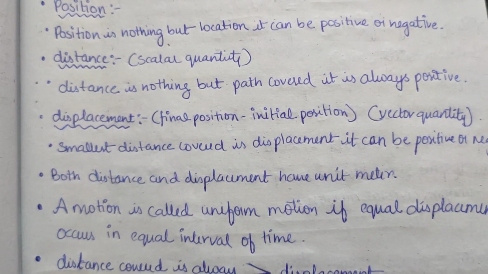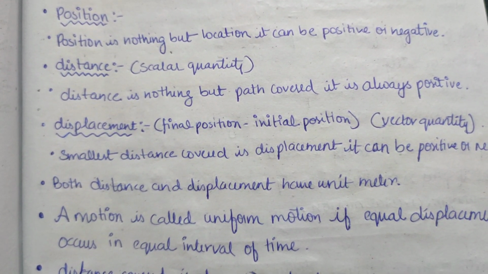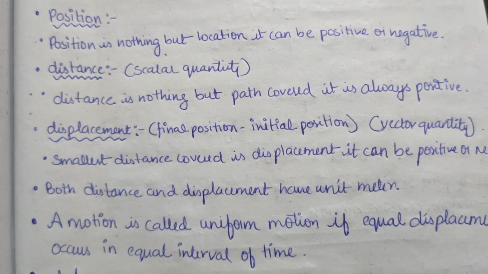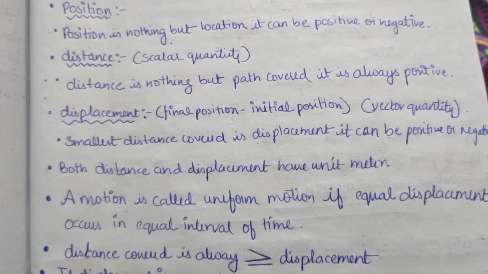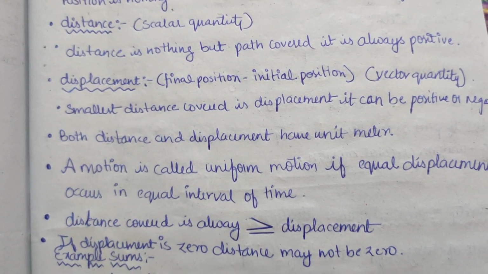Displacement. It is final position minus initial position, which is a vector quantity. It may be negative or positive. It is the smallest distance covered. It can be positive or negative. Both distance and displacement have the unit meter.